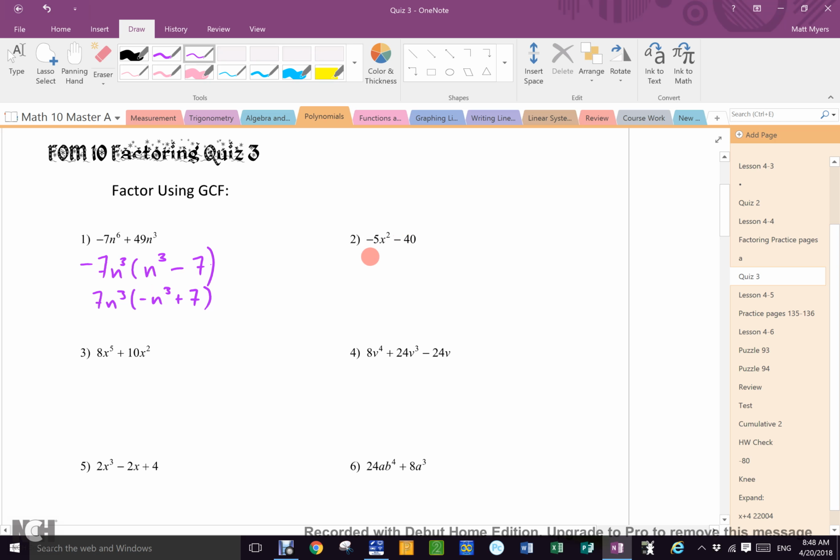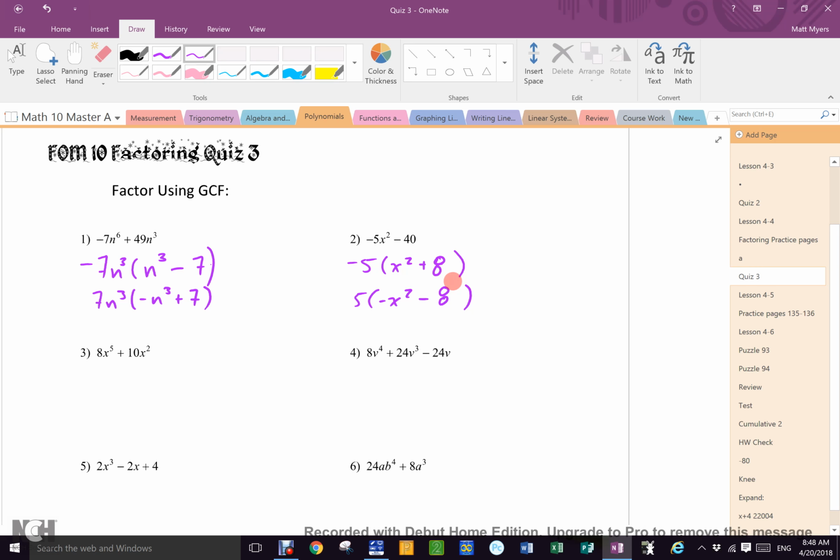Same thing here. It's either negative 5 x squared plus 40 or 5 negative x squared minus 40. Wait. Oh, jeez. Of course, it's 8. What an idiot. Thank you. That's why I do this.